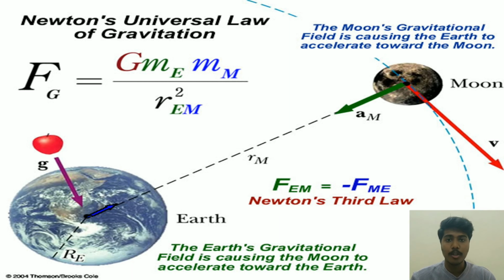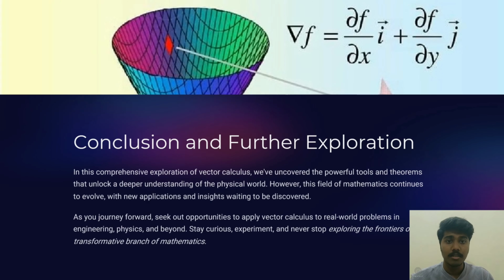Now we are talking about Newton's universal law of gravitation, which means the moon's gravitational field is causing the earth to accelerate towards the moon. Also in the same way, the earth's gravitational field is causing the moon to accelerate towards the earth. So let's move on. Here comes the conclusion of vector calculus.